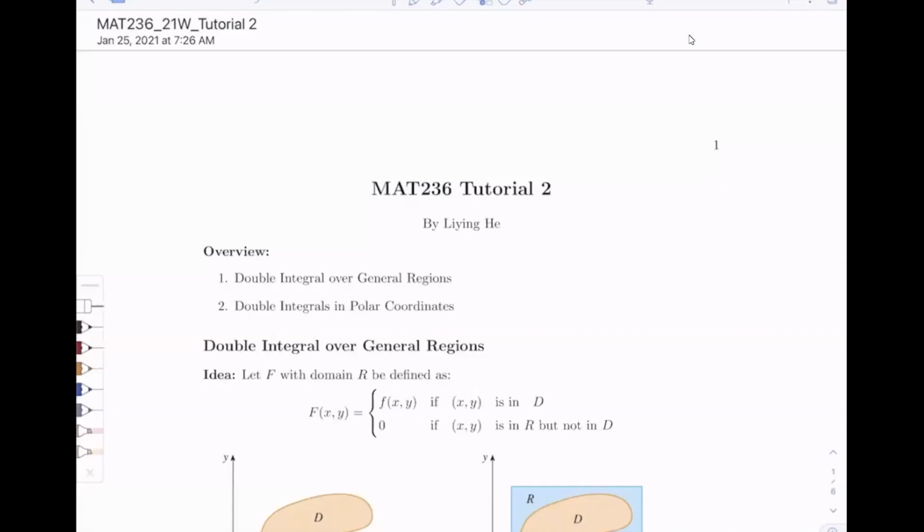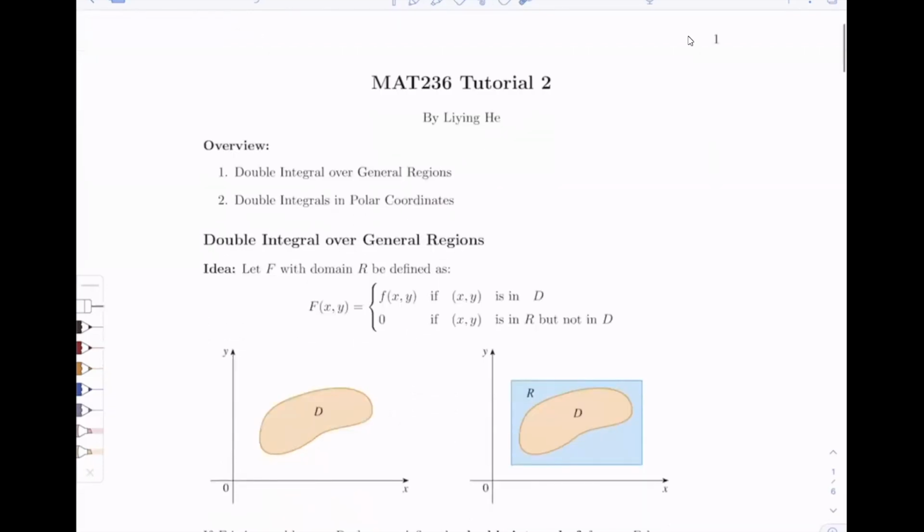Okay, so in this tutorial, we have two topics to talk about. The first one is double integral over general regions, which we started last week, but we didn't do any questions on that. And the second topic is double integral in polar coordinates. If you took 232 recently, those should be a review for you. So hopefully everyone still remembers 232.